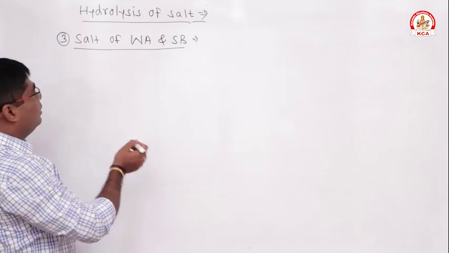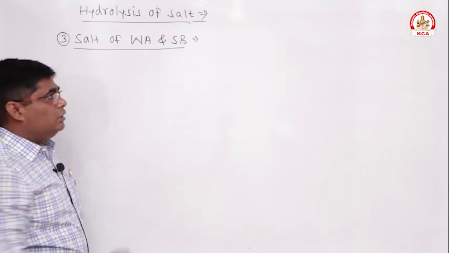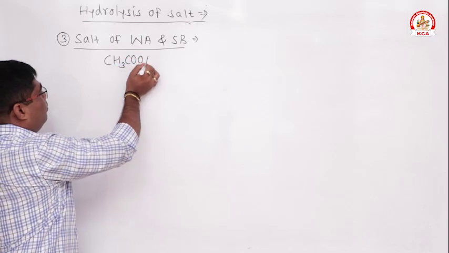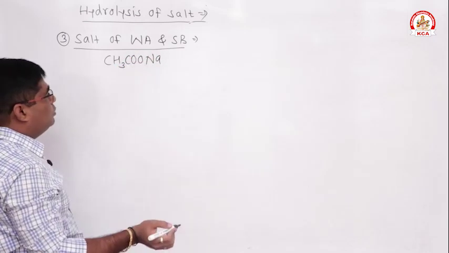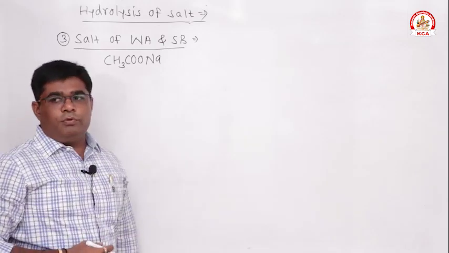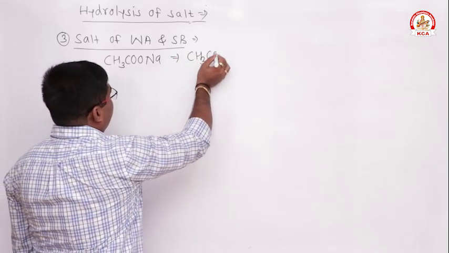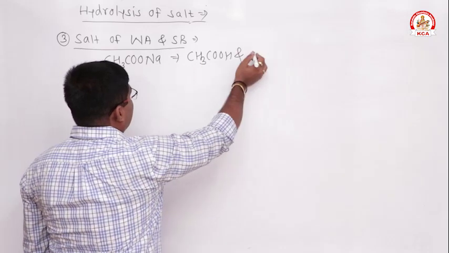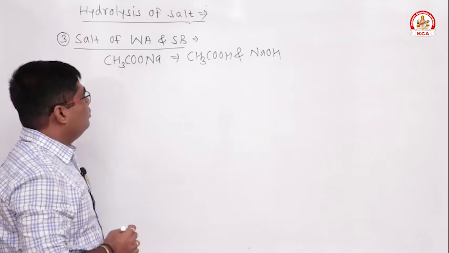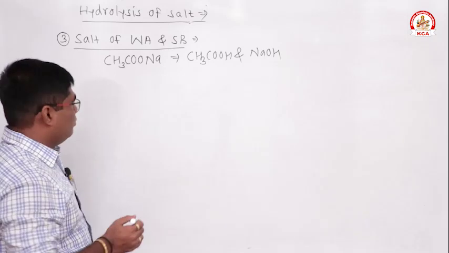Now let me explain. Consider any one of these salts of weak acid and strong base. Suppose we take one example, sodium acetate. Consider the sodium acetate. It is the salt of weak acid and strong base. Which is the weak acid? Acetic acid is the weak acid, and NaOH, sodium hydroxide, is the strong base. आणि म्हणून या सॉल्टला काय म्हणायचं आपल्याला? Salt of weak acid and strong base.